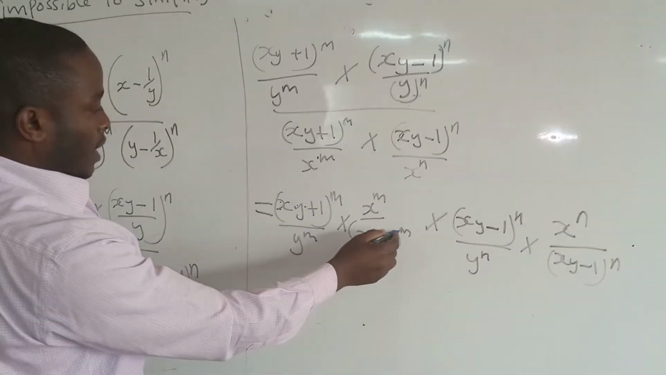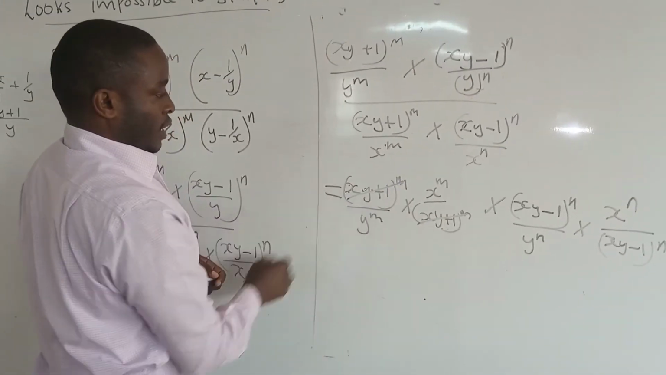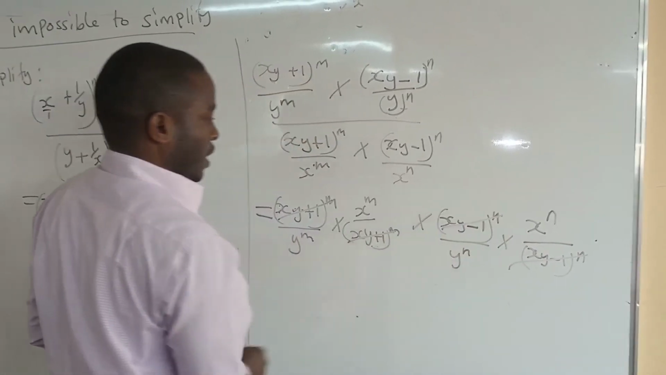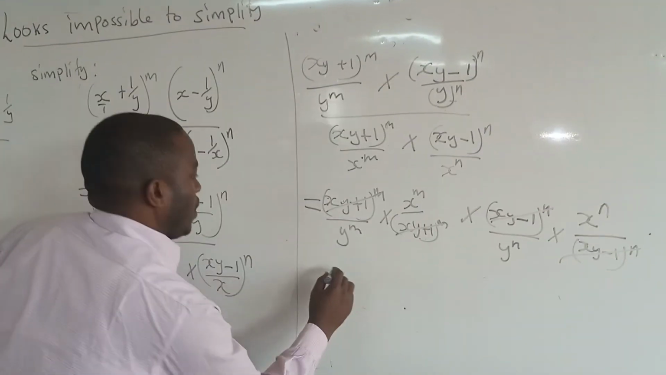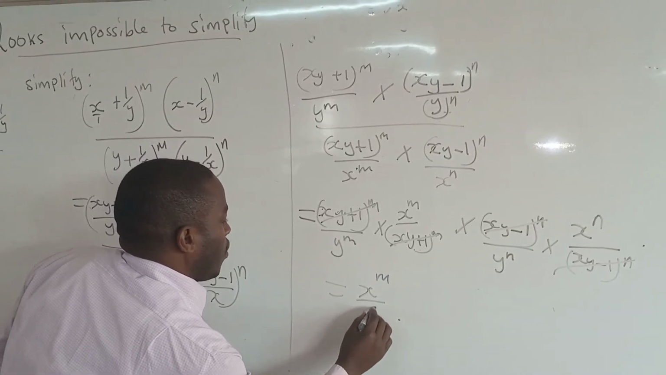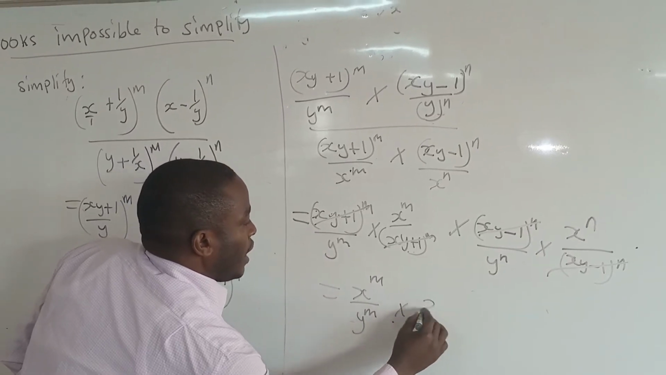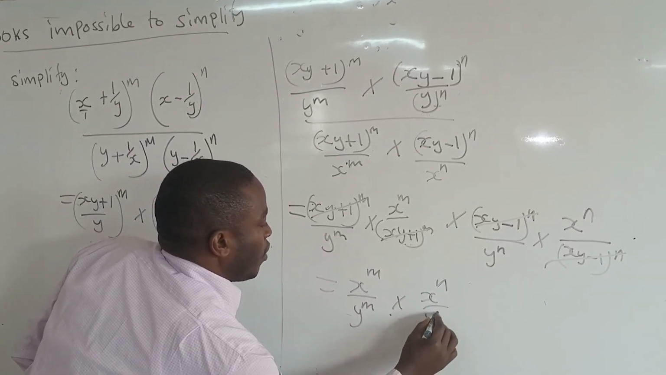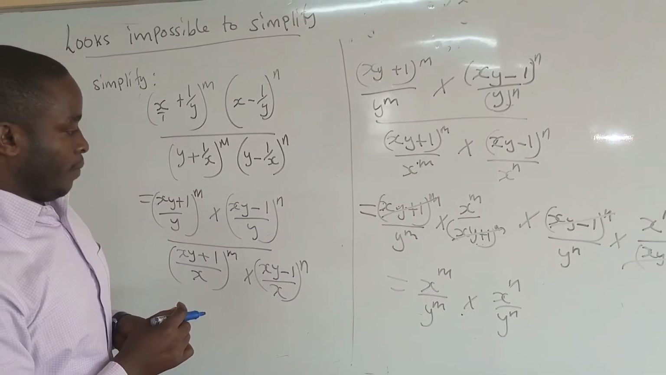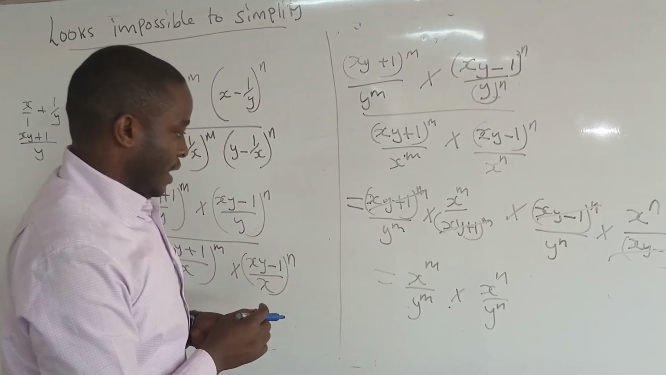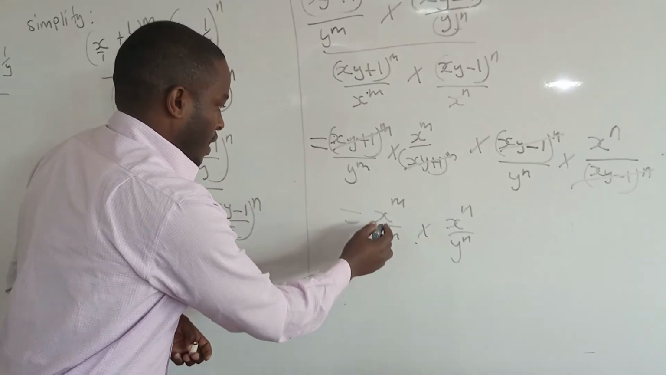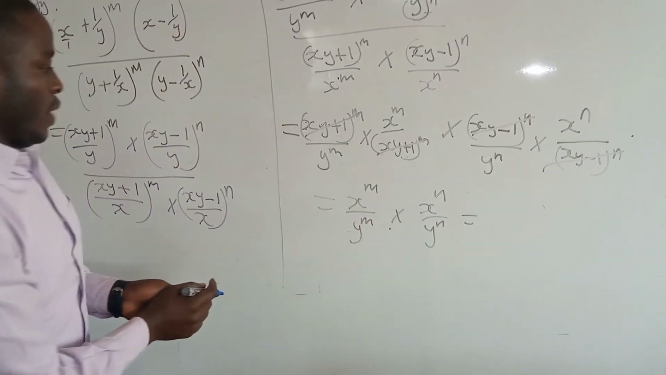Now you realize that you can now cancel this one and this one. You can also cancel this one and this one. And therefore if you cancel that, we remain with x power of m all over y power of m times x power of n all over y power of n. Now this is the same as if we do this one separate.